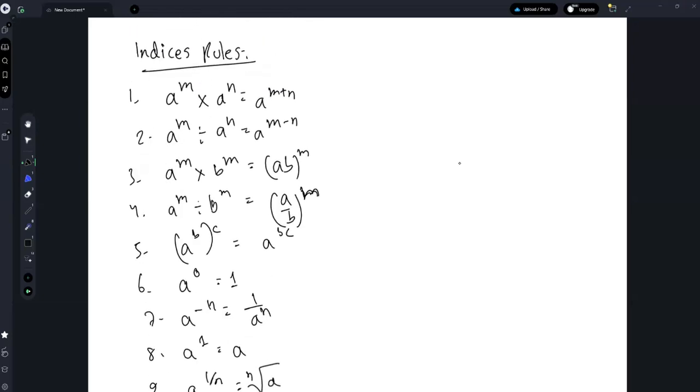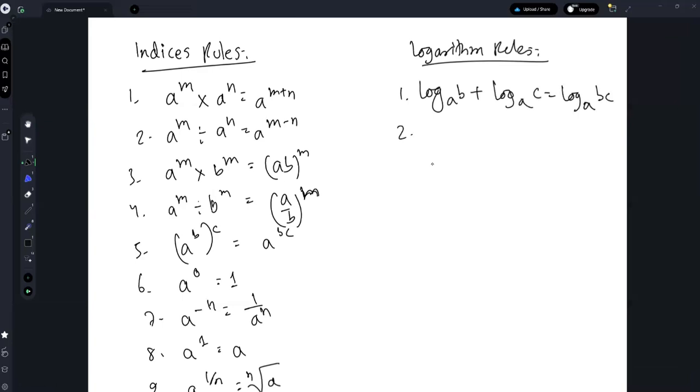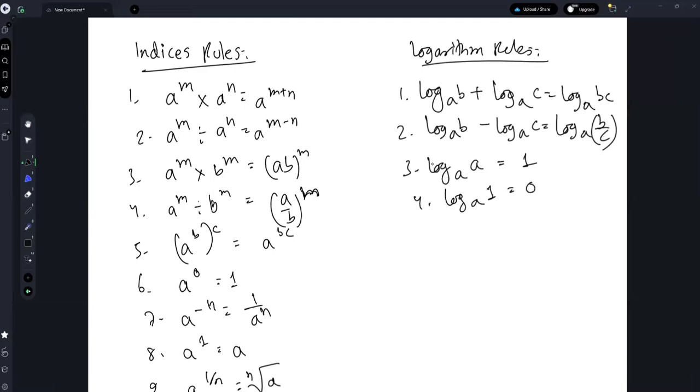That's for the indices. For the logarithms, I have log base a of b plus log base a of c equals log base a of bc. Then we have log base a of b minus log base a of c. We get log base a of b by c. Then we have log base a of a equals 1. Log base a of 1 equals 0.